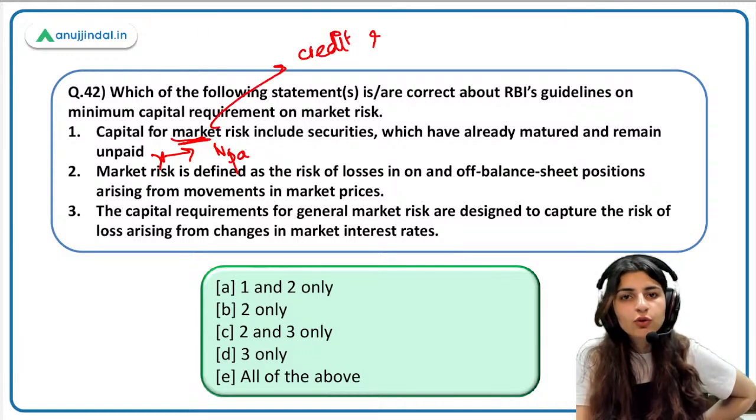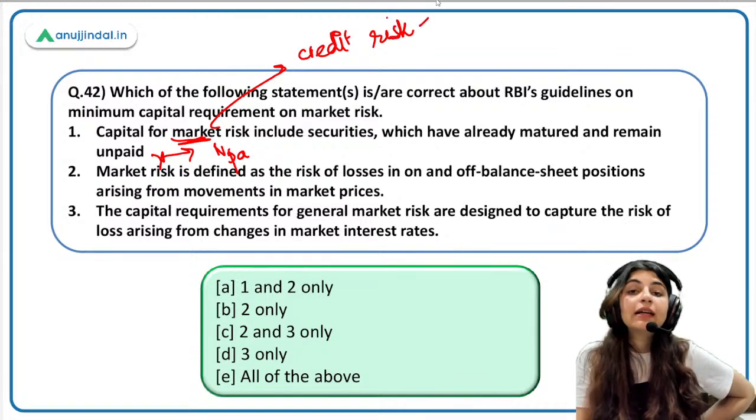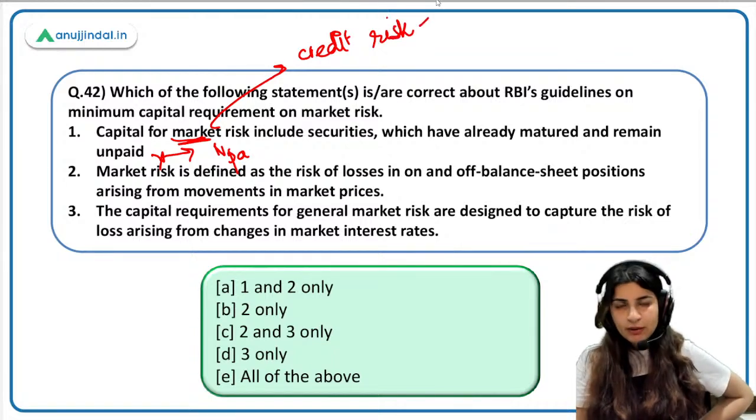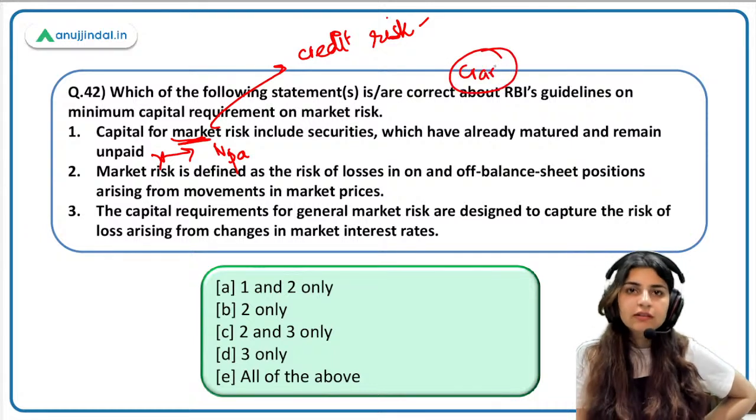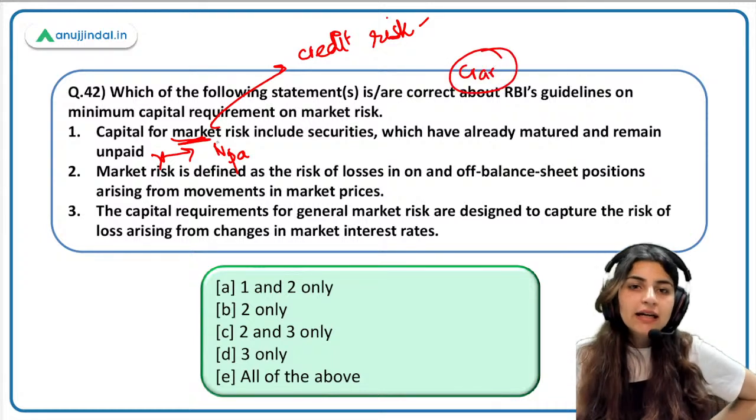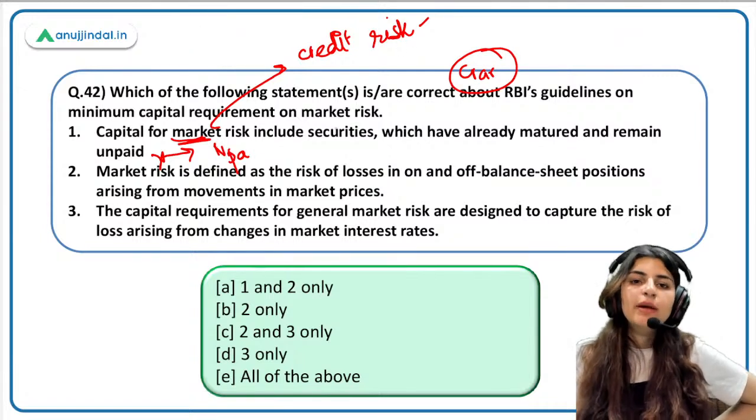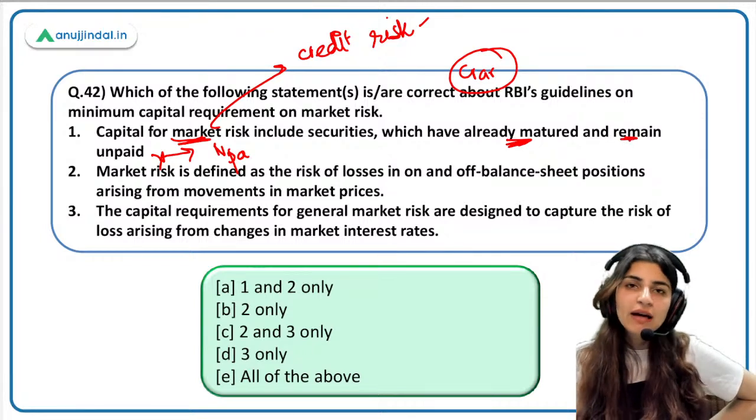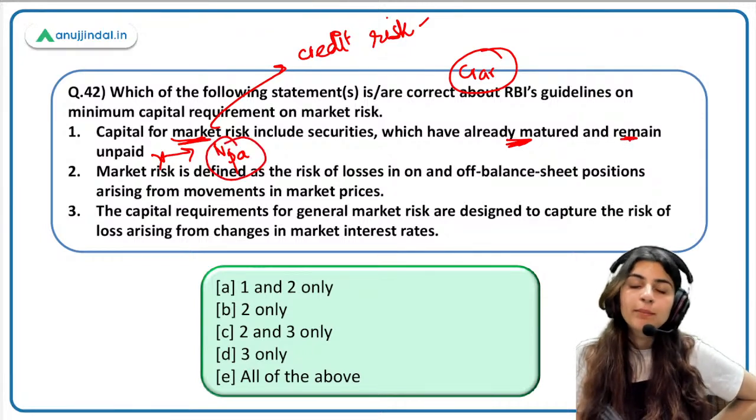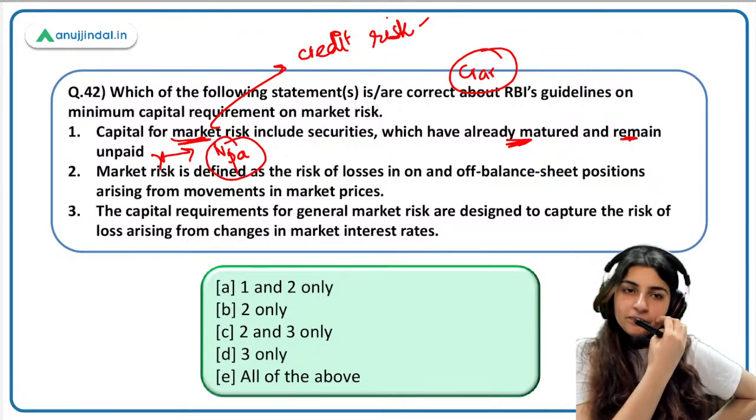I hope you remember the risks on the basis of which capital is to be maintained under the CRAR mechanism, under Basel norms. What are the 3 risks? Now, it is not on the basis of market risk, it is on the basis of credit risk. Any security which has already matured or remains unpaid is treated like non-performing assets only.